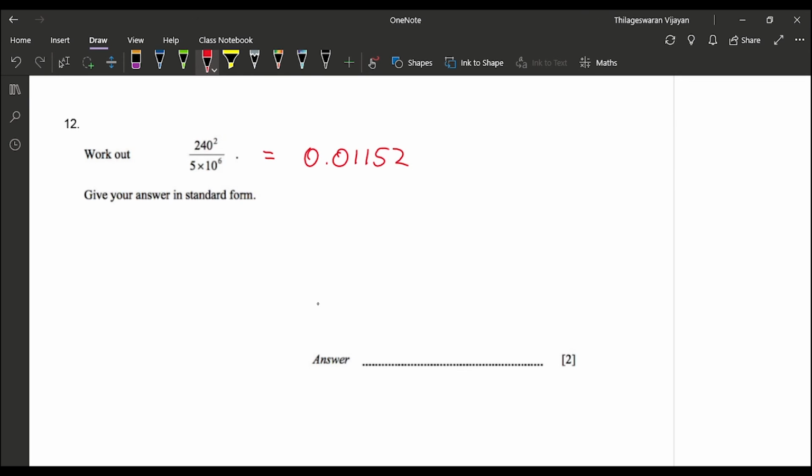0.01152. This is one step, so that will give you a working mark. Then you need to change this into standard form. Therefore, move the values 1, 2. So you move twice. So that means it's 1.152 times 10 to the power of negative.